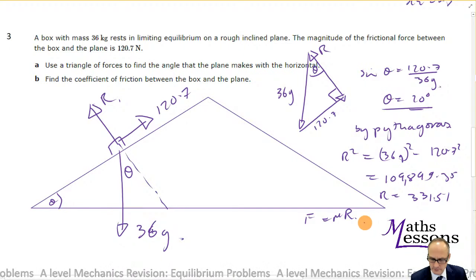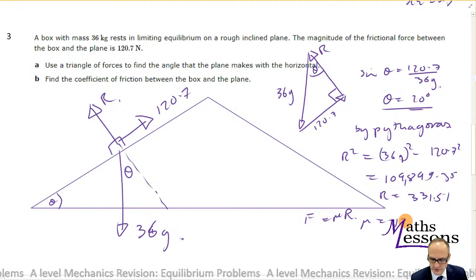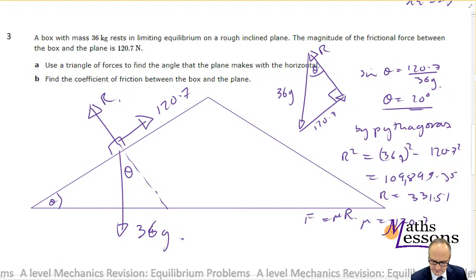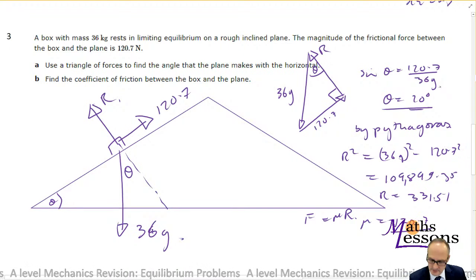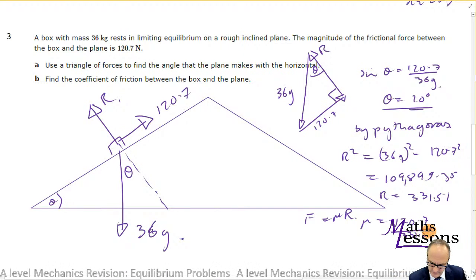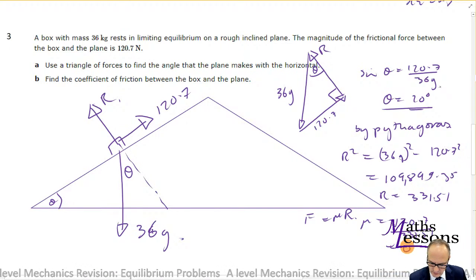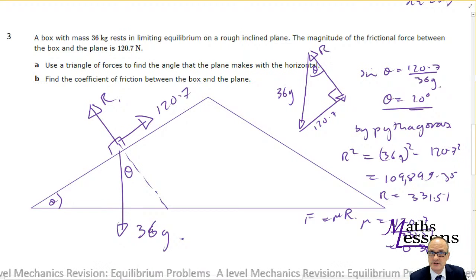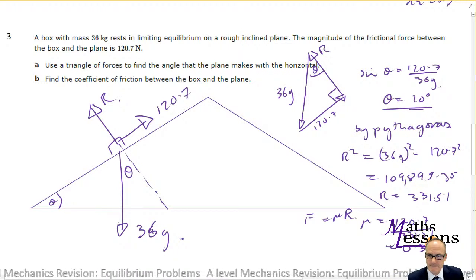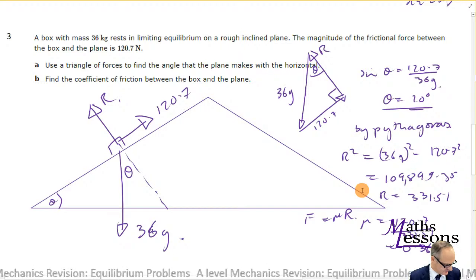So therefore, mu will equal 120.7 over the 331.51, and we get 0.364. Right, next question.